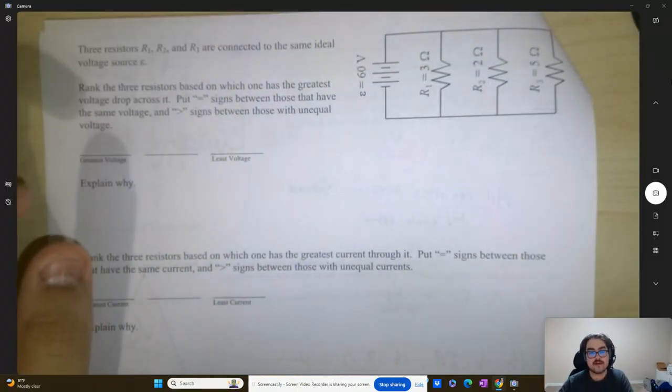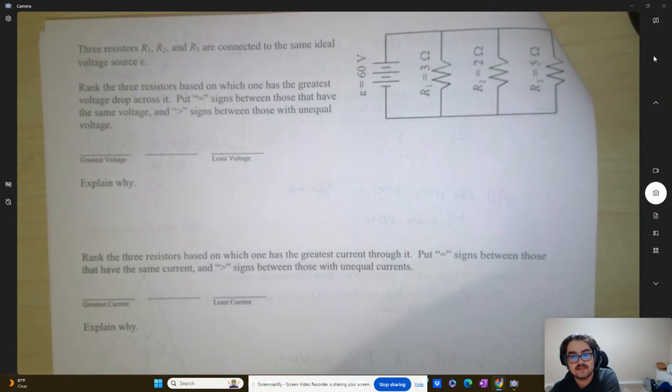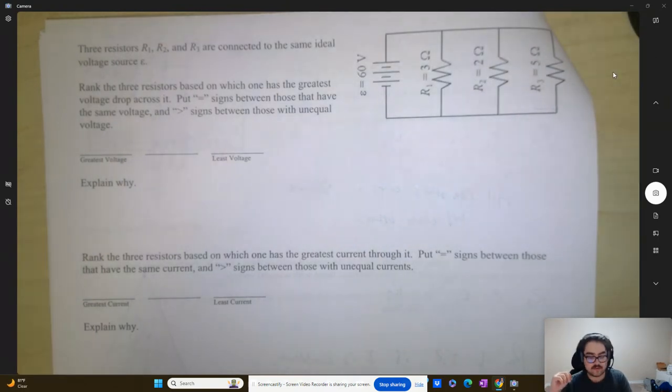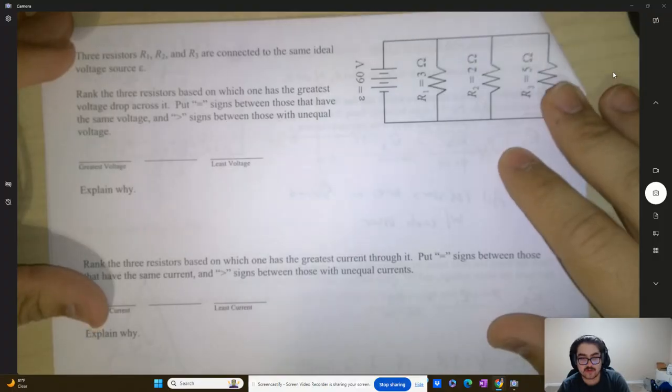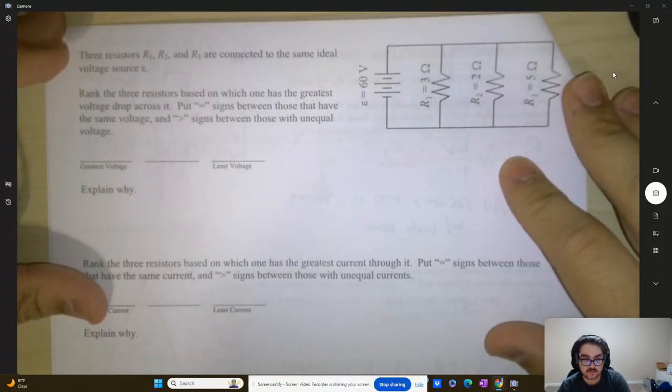3 resistors now. This time, instead, they are in parallel. So we take our resistors and put them in parallel. First and foremost, rank the 3 resistors based on which one has the greatest voltage drop across it. So we're looking for the greatest voltage.